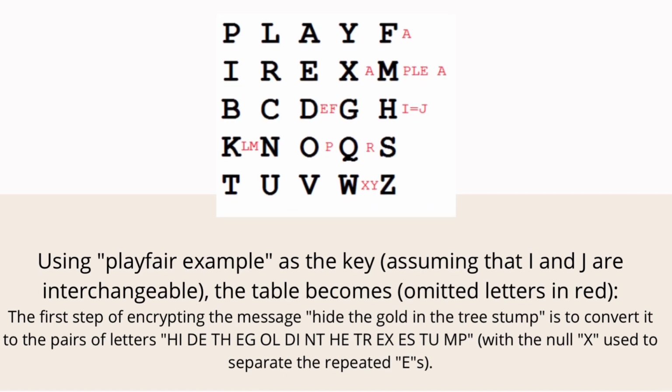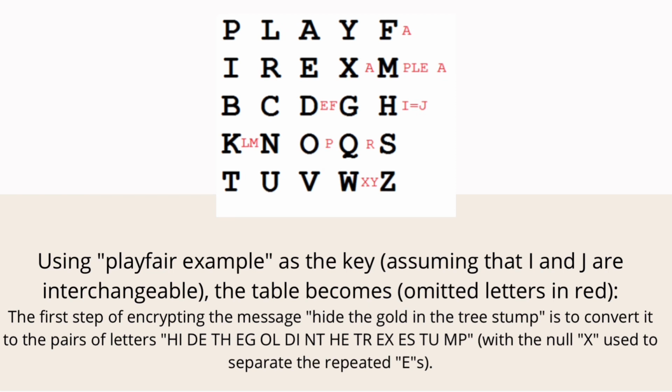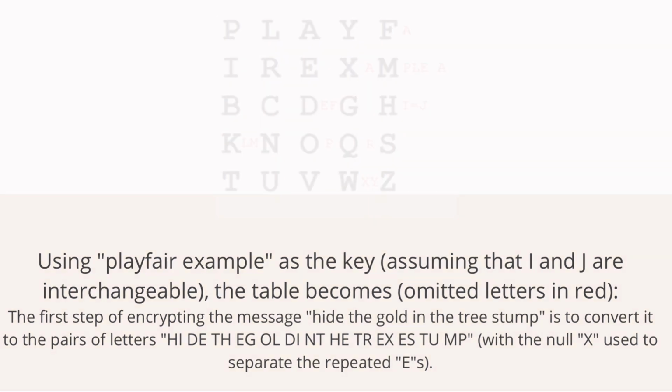The pair DA is in a column, replace it with OD. The pair AG forms a rectangle, replace it with XD. The pair OL forms a rectangle, replace it with NA. So continue.